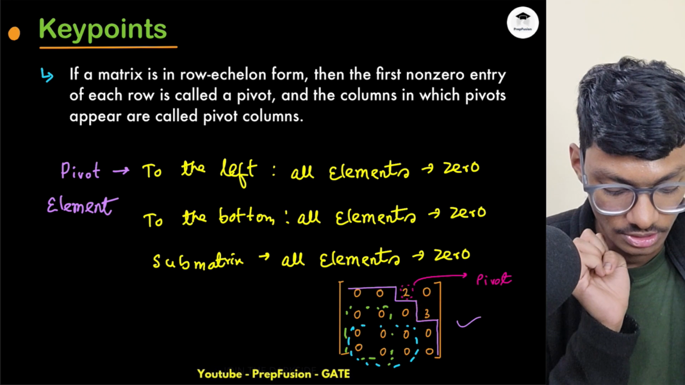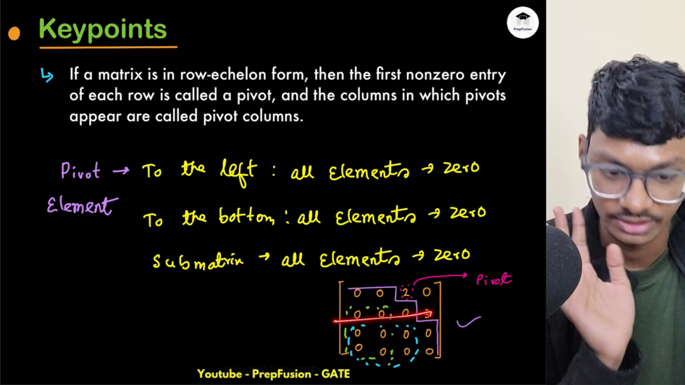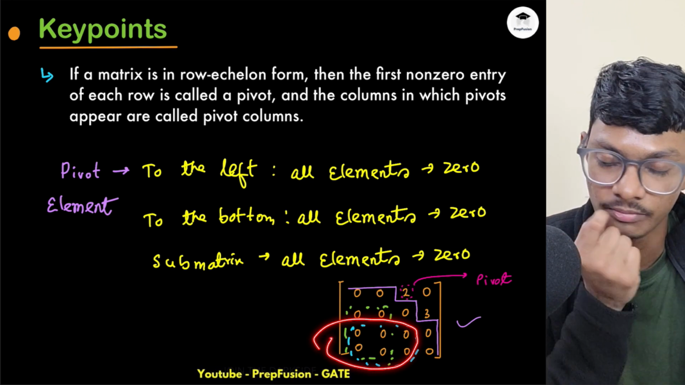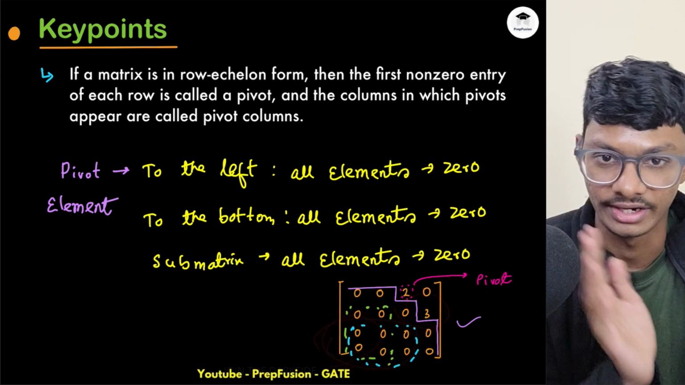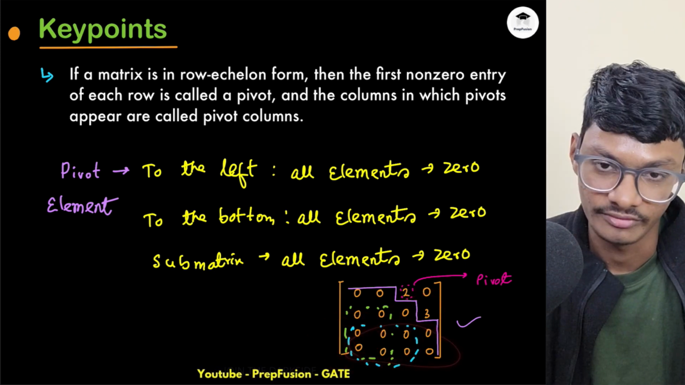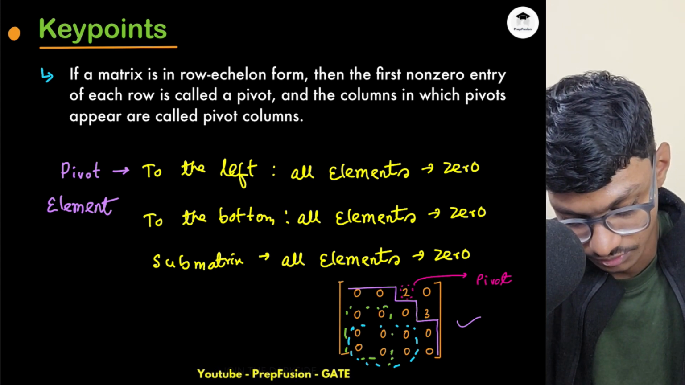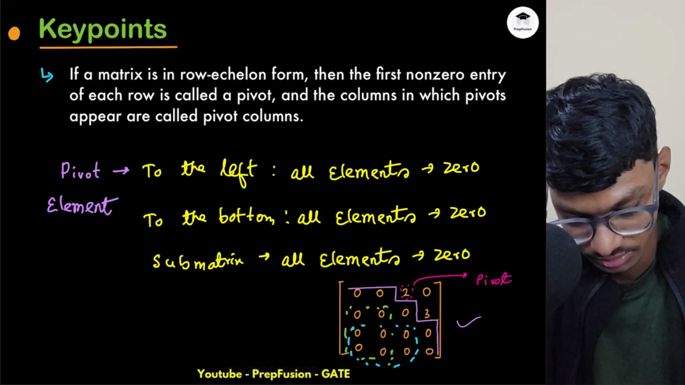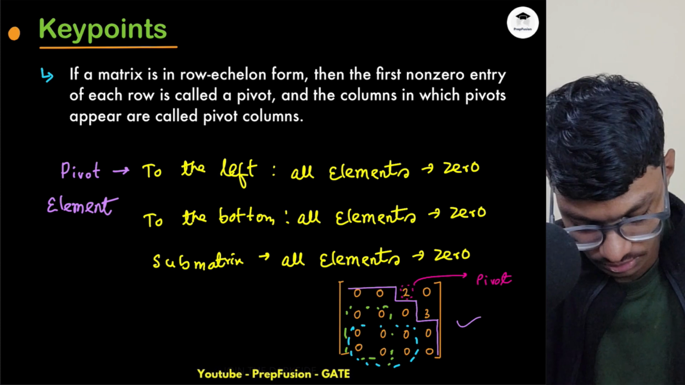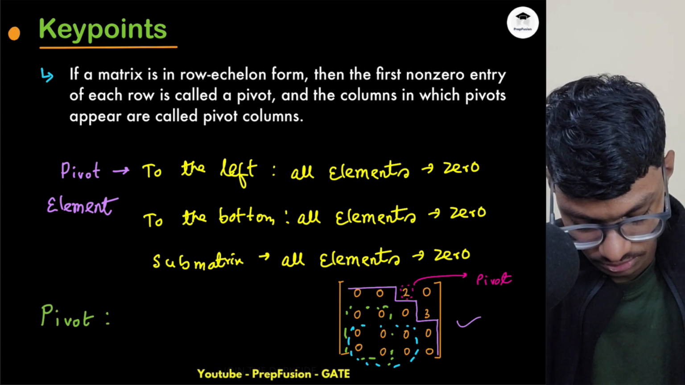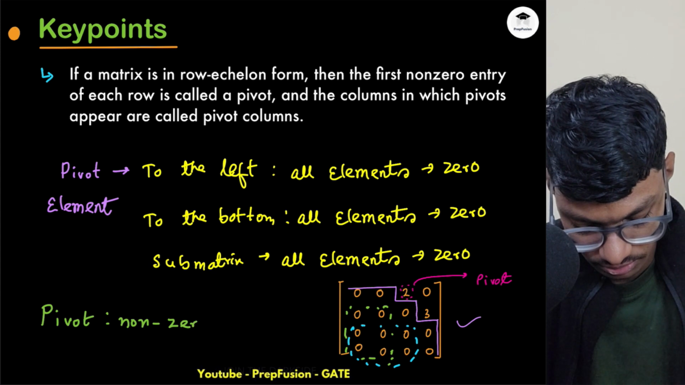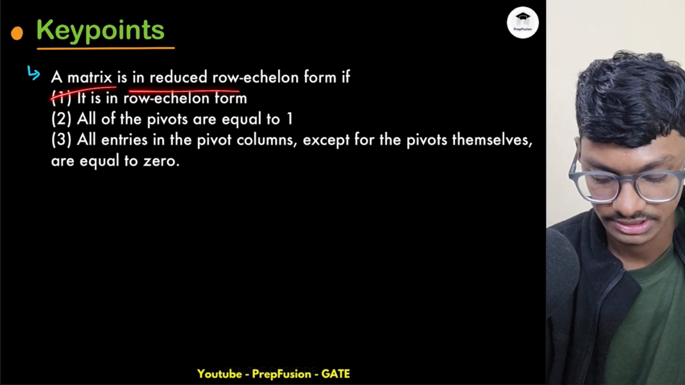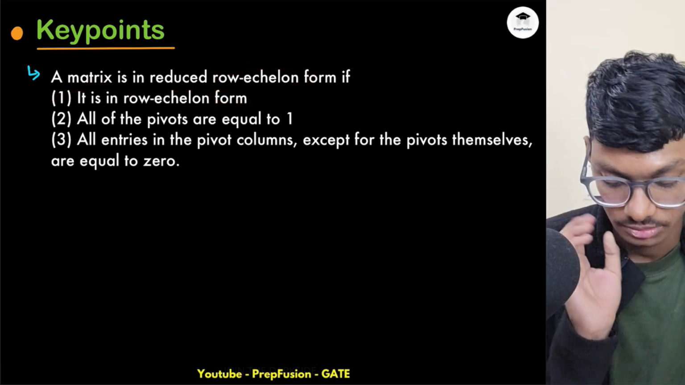Next is this 3. For this 3, to the left of this everything is zero, to the bottom of this everything is zero, and the submatrix is made up of all zeros. So again, this is a valid pivot. Next I don't have a pivot, because a pivot has to be non-zero, obviously. That is important. Pivot is non-zero.